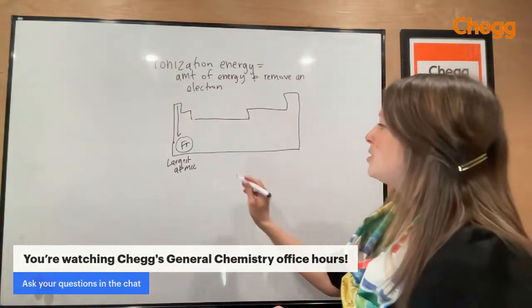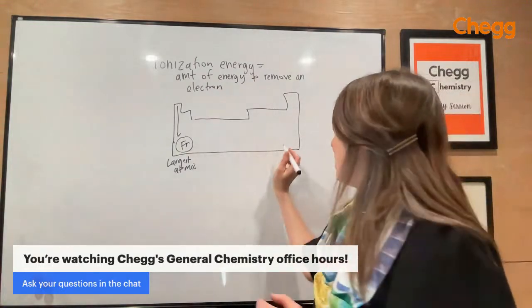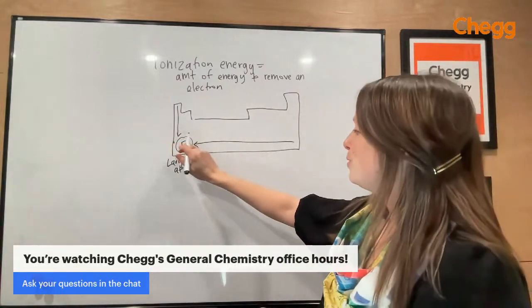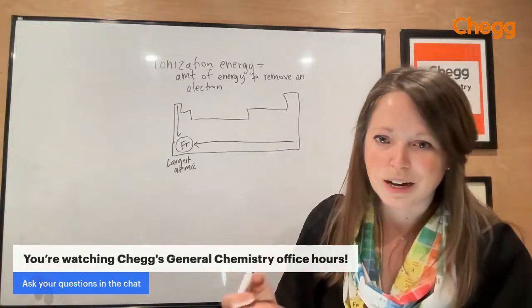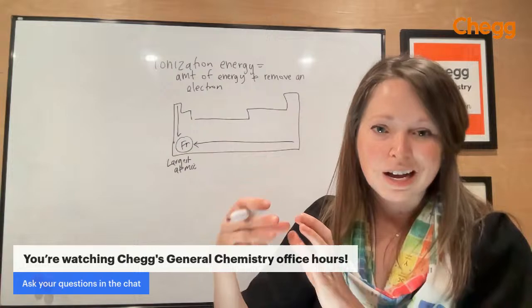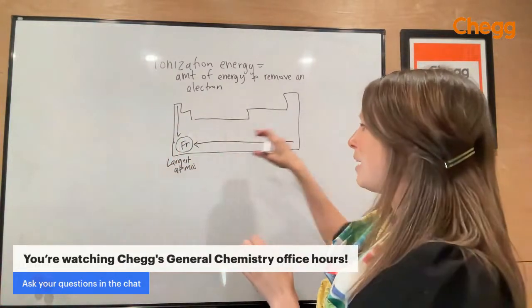The confusing part is though, as I move from left to right, the size of the radius actually decreases. So francium is going to have the largest atomic radius because as I move across a period or a row and I'm adding more positively charged protons to that nucleus, the electrons are attracted to that positive charge. So the atomic radius actually shrinks slightly as I move from left to right.